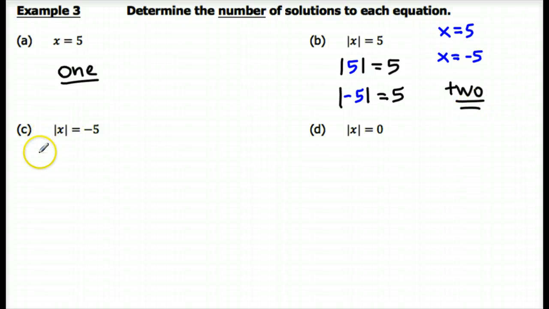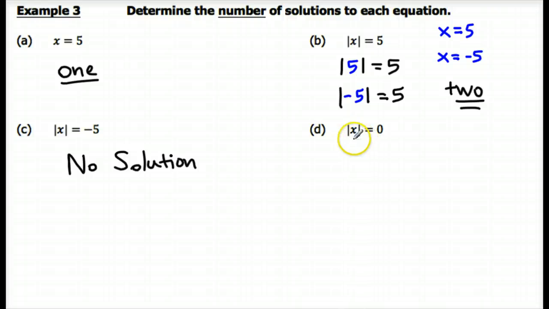For C here, this one is saying the absolute value of x is equal to -5. What numbers are -5 away from 0 on the number line is what this is asking. Well, there is no number that is -5 away from 0. If you take the absolute value of a number, you're not going to get a negative. So for this one right here, there would be no solutions to this. This would be an example of a no solution problem. You can't take the absolute value of a single number and get a negative.